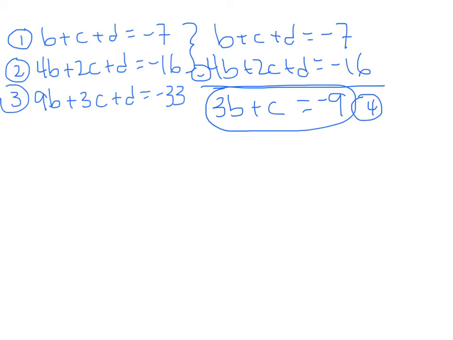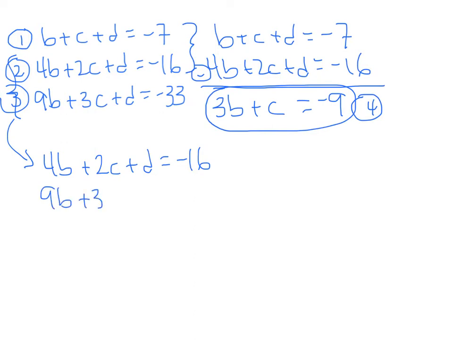So I'm going to line up equations 2 and 3. So now I'm working with these two, and I'm going to put those down here. And so I have 4b plus 2c plus d equals negative 16, just rewriting them so that it's lined up nicely. 9b plus 3c plus d equals negative 33. So again, I'm working with equations 2 and 3, just like I did over here. I'm going to subtract the two equations, and the d's are going to eliminate.